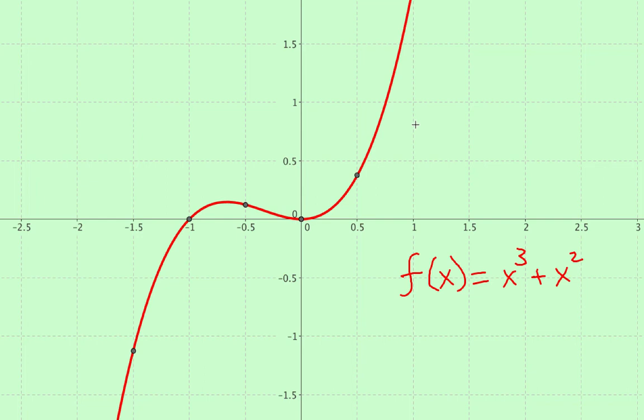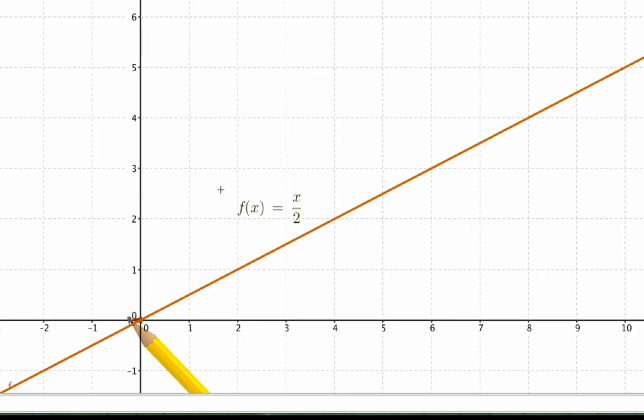You could have anticipated this, of course, because when x is equal to minus 1, you see that f of minus 1 is minus 1 cubed, which is minus 1 plus 1. And of course, that's 0. Let's now look at the simplest odd function that there is.